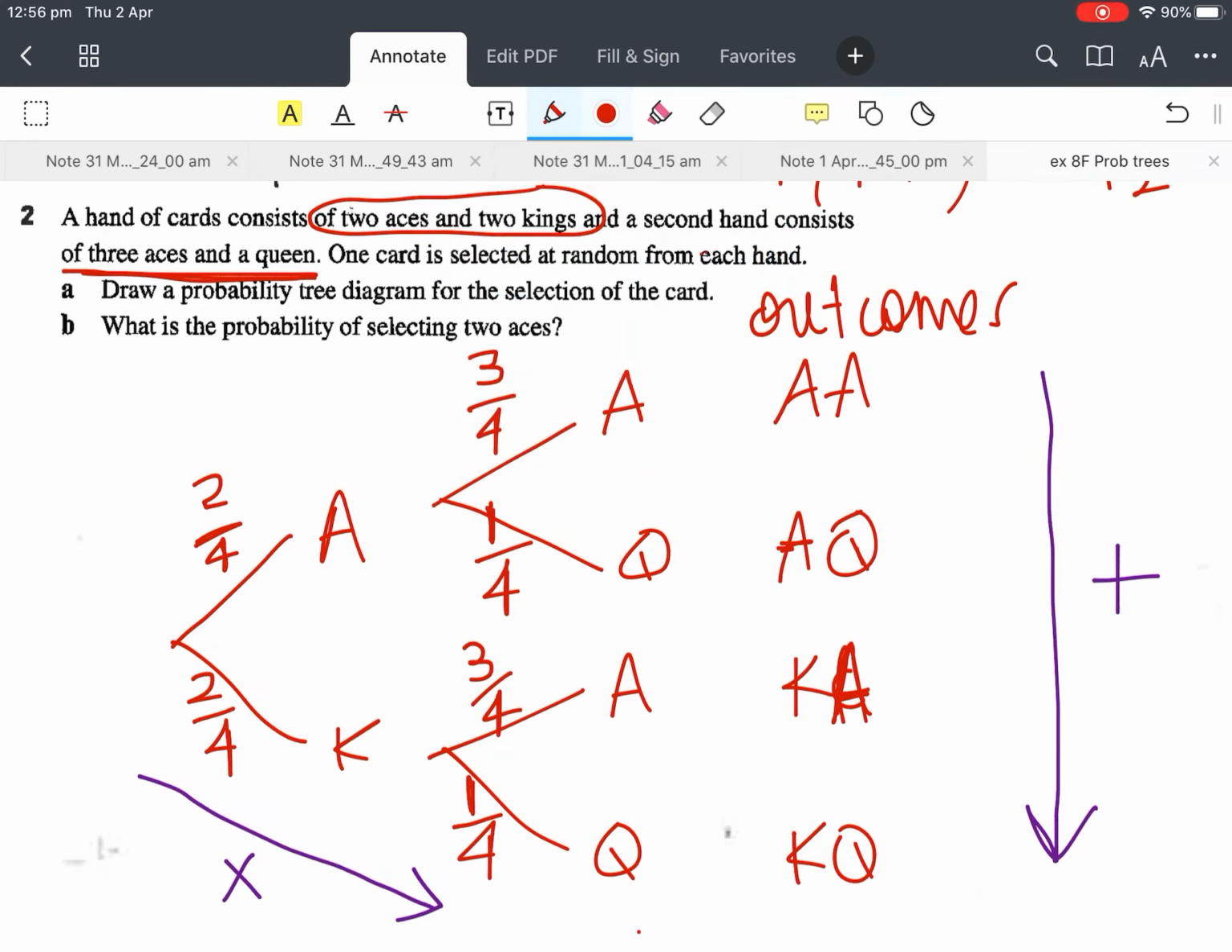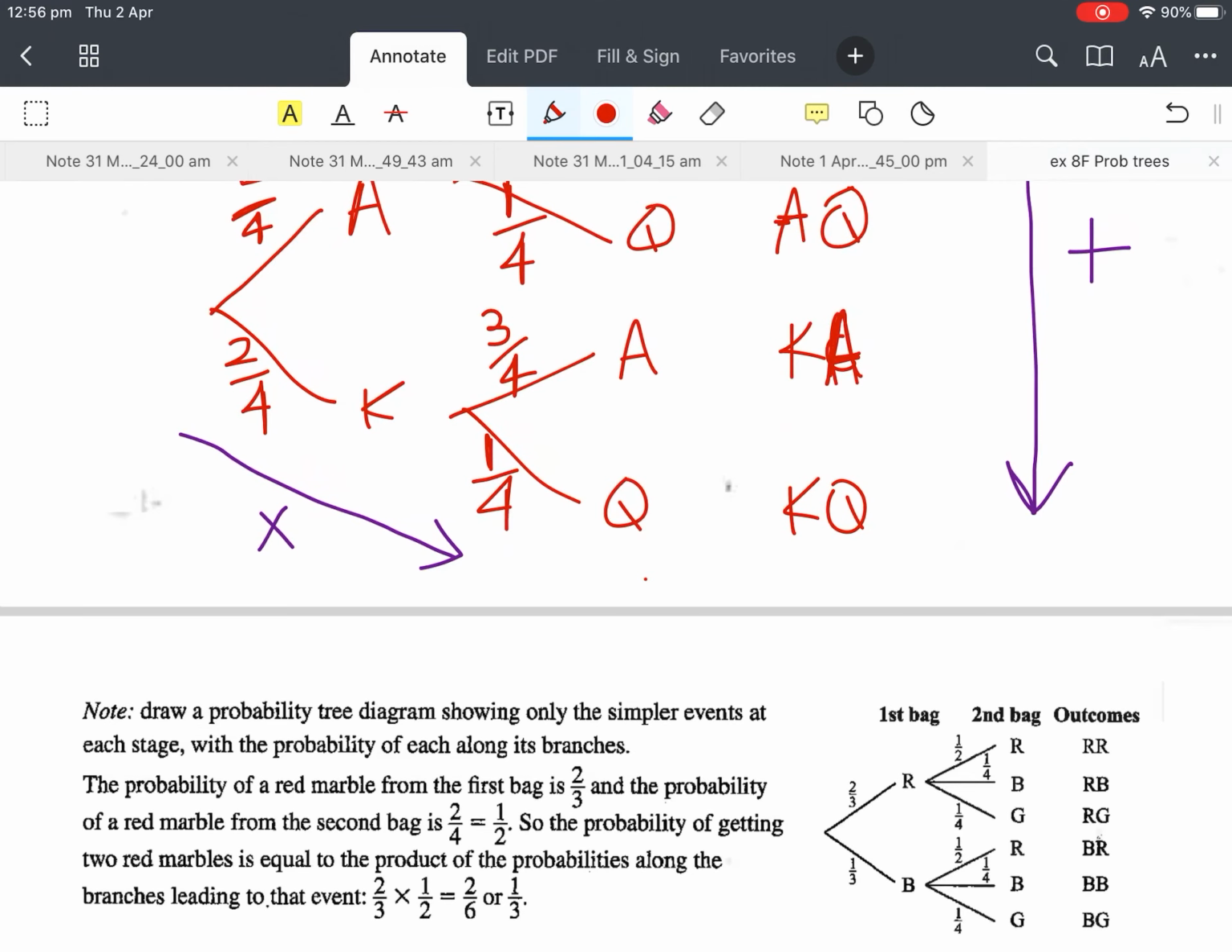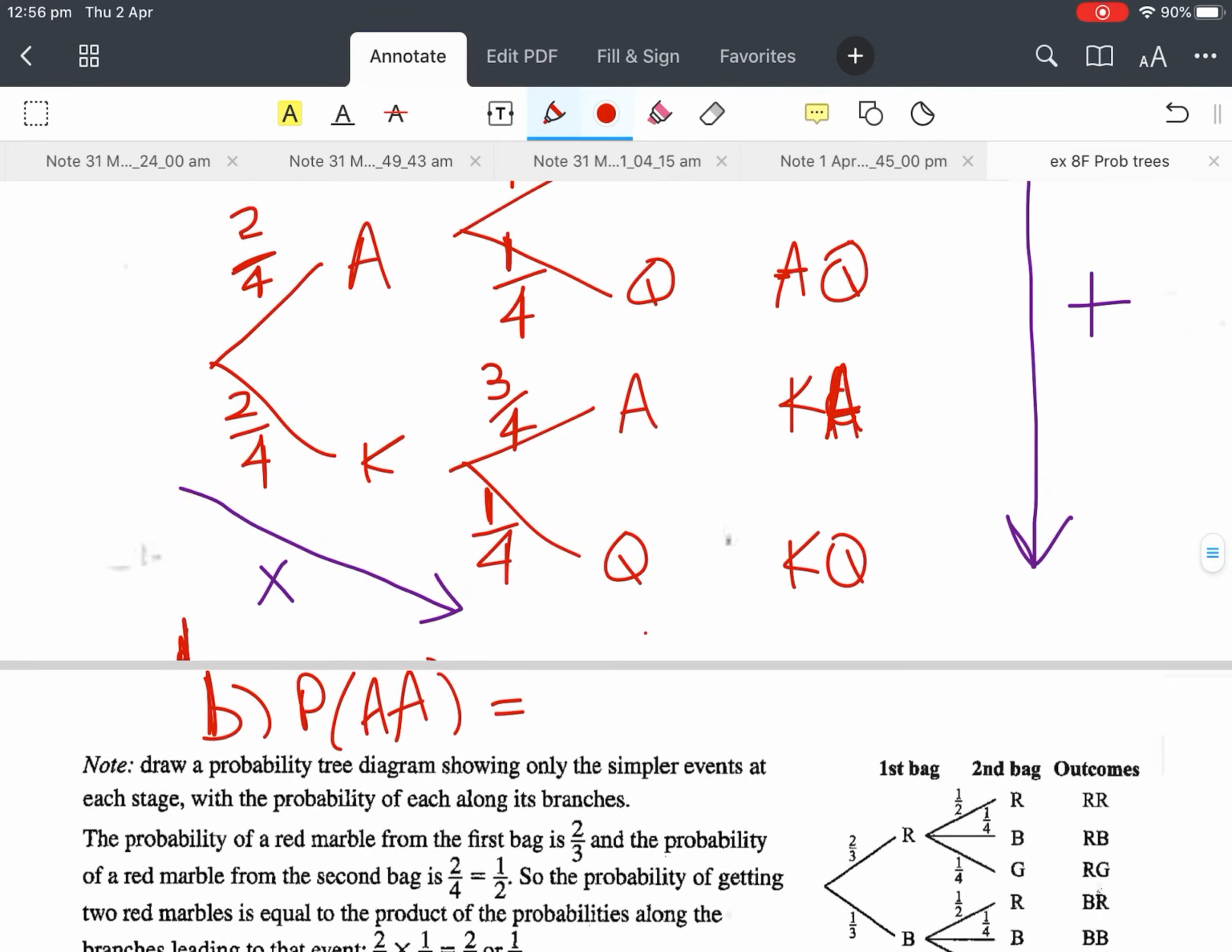So the first question was draw the probability tree. We've done that. The next one says what's the probability of selecting 2 aces? So let's have a go at that. So B. Oh dear, it's not letting me write. There we go. I'll just have to do it here. Probability of 2 aces is, alright, so 2 aces, let's have a look.